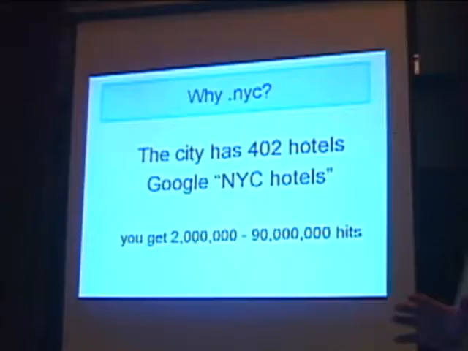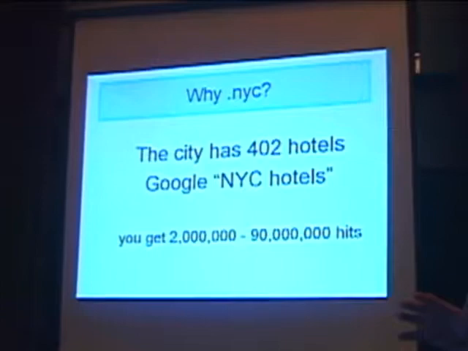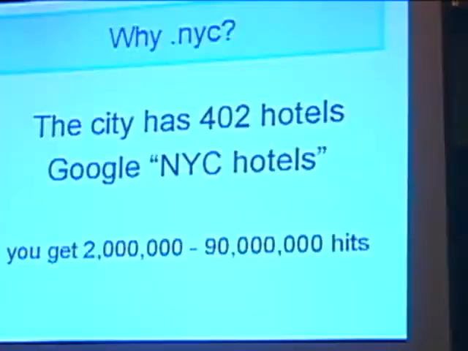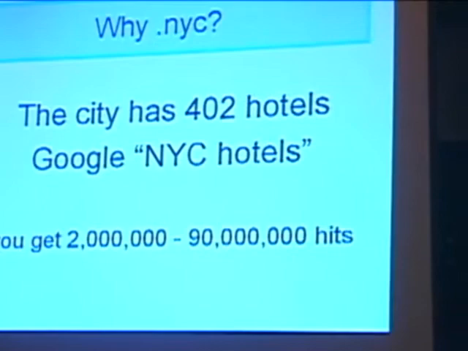New York City has 402 hotels. Imagine someone's in Dubai and they want to come to New York for a visit. They go on the computer and into Google and say, good hotels in New York, or hotels in New York City, depending on how they enter it. If they do a good search, they'll come up with 2 million. If they do a lousy search, they'll have 90 million hits for those 402 hotels. I have no idea what's in all those pages.